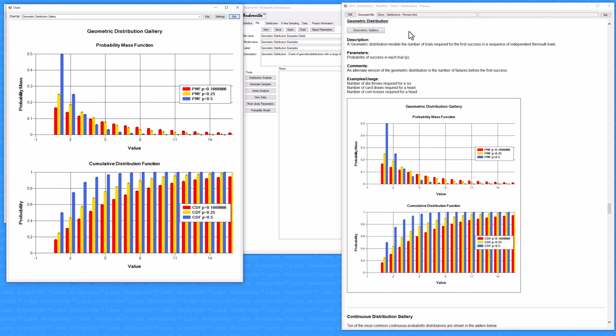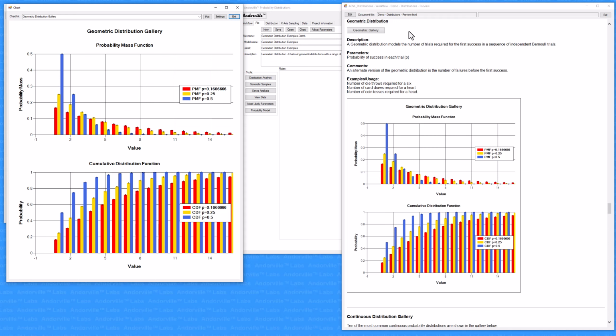A geometric distribution models the number of trials required for the first success in a sequence of independent Bernoulli trials. The parameter is the probability of success in each trial. An alternate version of the geometric distribution is the number of failures before the first success.